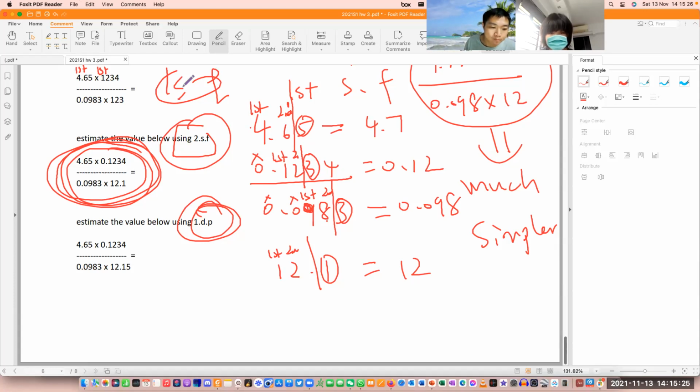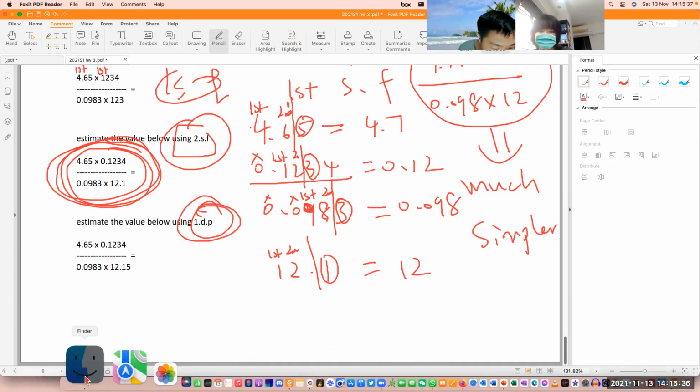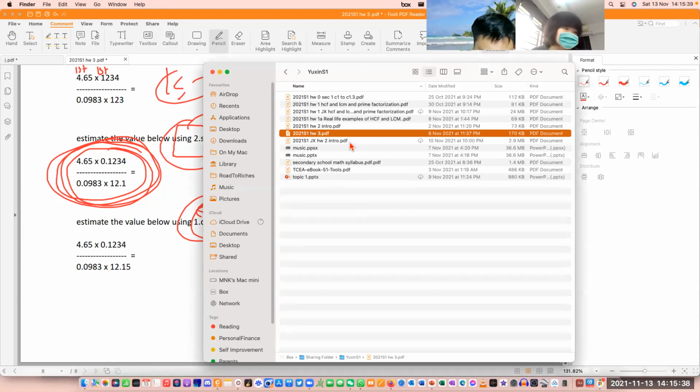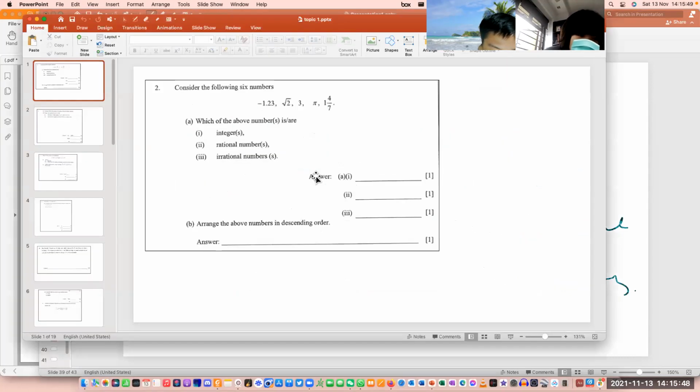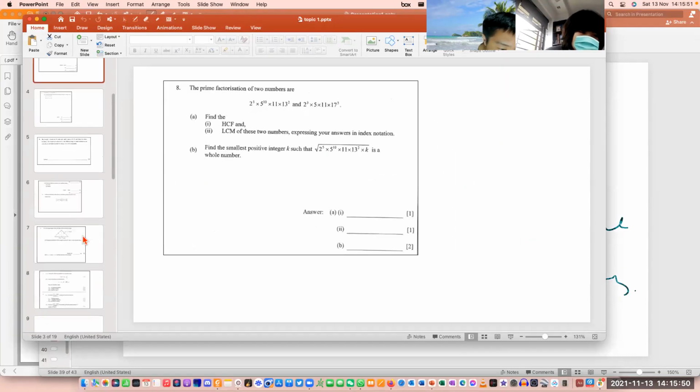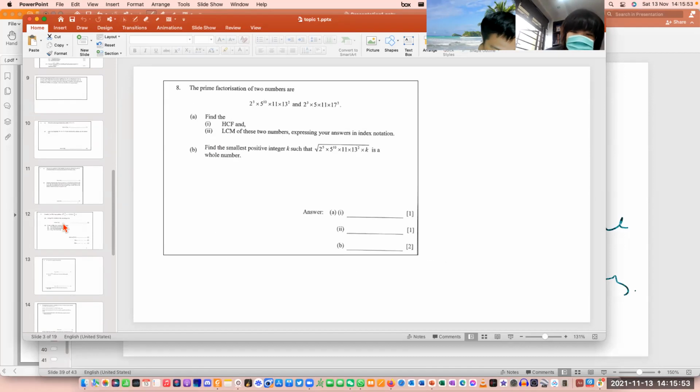Okay, good. Any other question for me? If not, we can end the lesson. Before we end the lesson, I want to tell you, if you want more practice, you can look at topic 1. There are many more practice questions related to this topic 1.